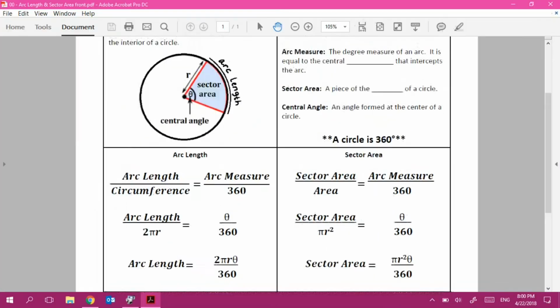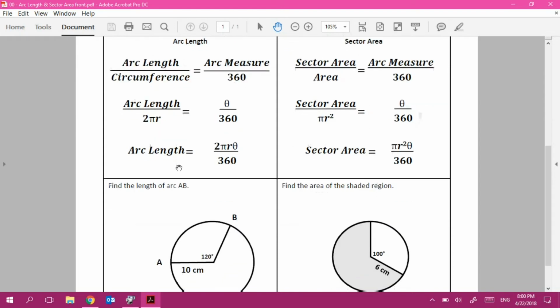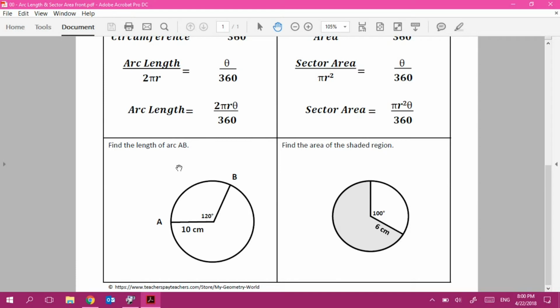All right, so take a look at this. We've got a formula to find arc length, and we've got a formula to find sector area. Then we have a bunch of proportions that would help me find other things that I need. But let's just take a look at how we use these formulas here.